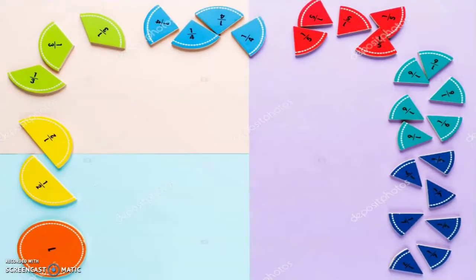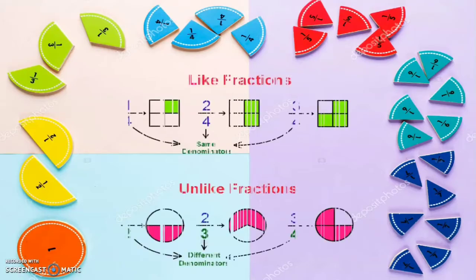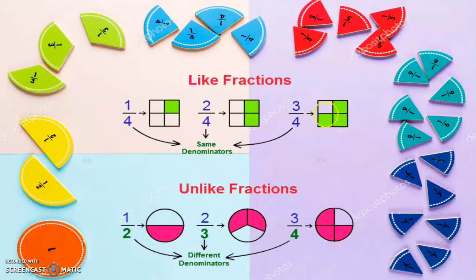Let's see what we just learned and let us compare it as like fractions and unlike fractions. So, like fractions are fractions which have same denominators, while the unlike fractions are fractions which have different denominators. Like in like fractions, we have 1 upon 4, 2 upon 4, 3 upon 4, which have same denominators. And in unlike fractions, we have 1 upon 2, 2 upon 3, 3 upon 4, which have different denominators, 2, 3, 4.